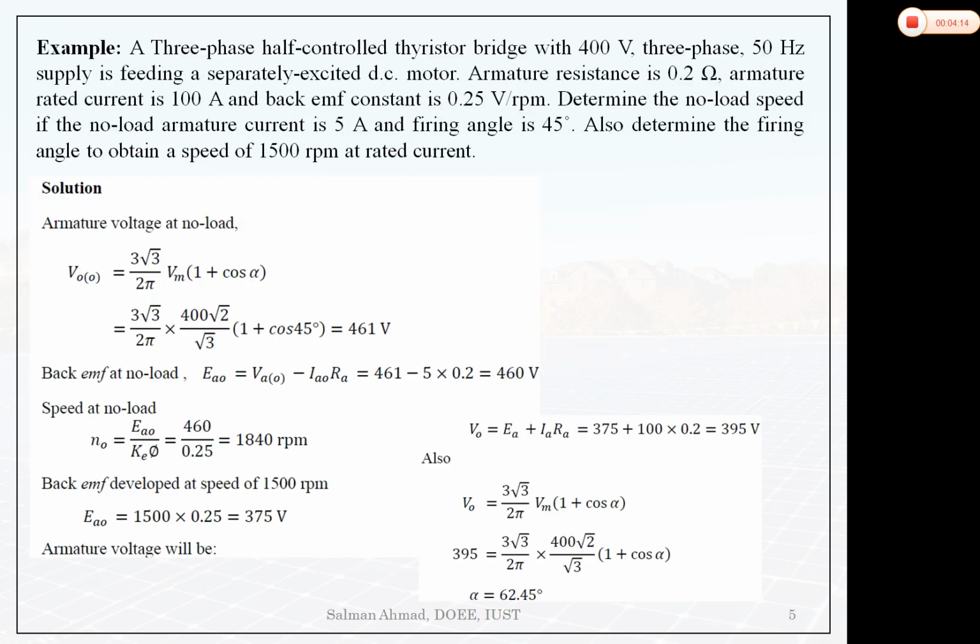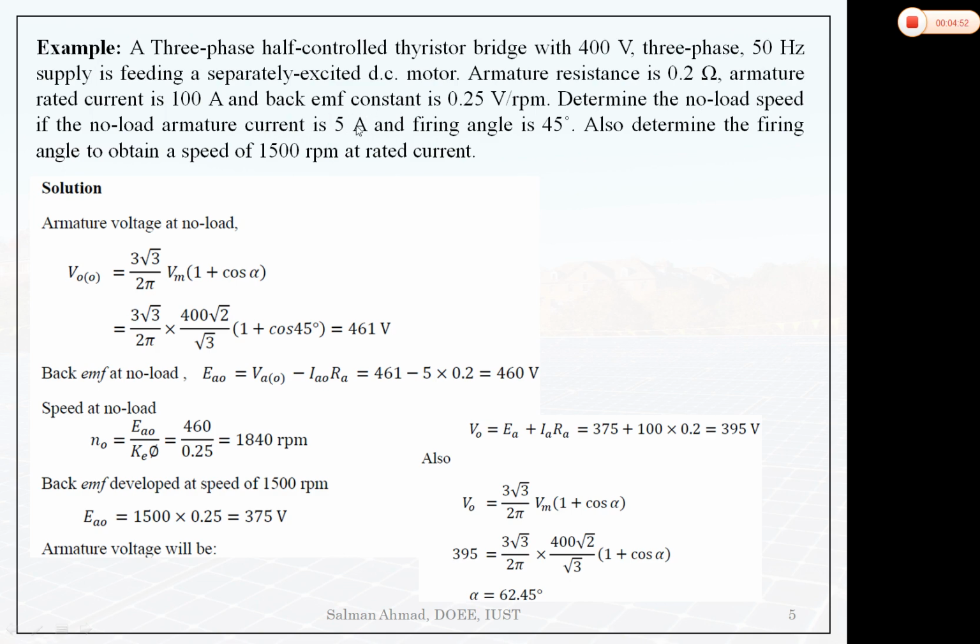So here we have one very simple example. There is a three-phase half-controlled thyristor bridge, half-controlled or semi-controlled, the same meaning, with a 400 volt, three-phase, 50 hertz supply feeding a separately excited DC motor. Armature resistance is given, armature rated current is given, and back EMF constant is given. So this is 0.25 volt per RPM. Now determine the no-load speed if the no-load armature current is 5 ampere. So we have to find the no-load speed at 5 ampere no-load current.